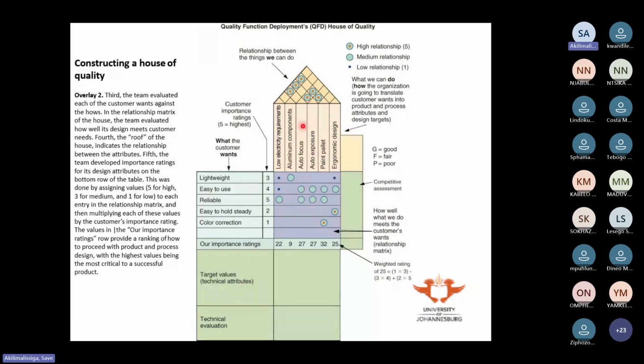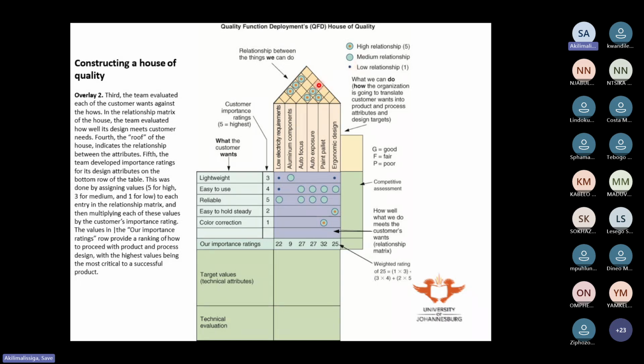symbol. Let us assume that there is a relationship between autofocus and ergonomic design. So for autofocus, you will go up here and you go this way because we are looking for the intersection of autofocus with ergonomic design. Ergonomic design will come from this side and then they will meet here. Let us assume that it's a low relationship, so you also input this symbol here to show that there is a low relationship.